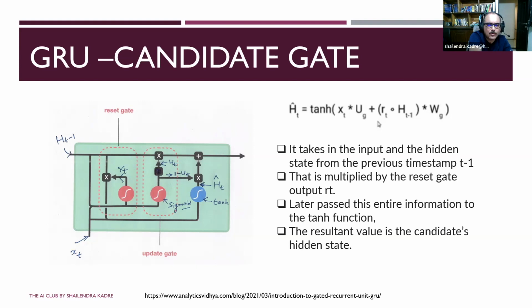RT, the output of the reset gate, is multiplied by HT minus 1, and then it is multiplied by the corresponding weight matrix. XT, which is coming from below, is multiplied by its corresponding weight matrix. Both are added up and then passed to the tanh function, so its value will be between minus 1 and 1. It gives a sign to it. Is this understood? This is a little tricky. First of all, note down RT. RT is going from the first red ball to the left-hand side, which is the output we calculated here.